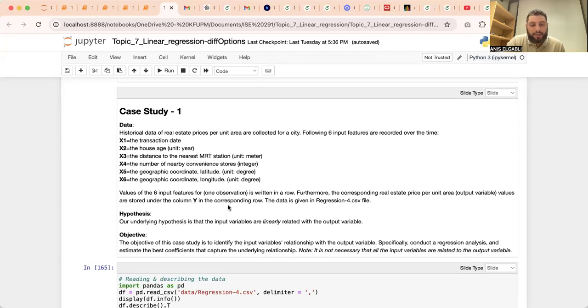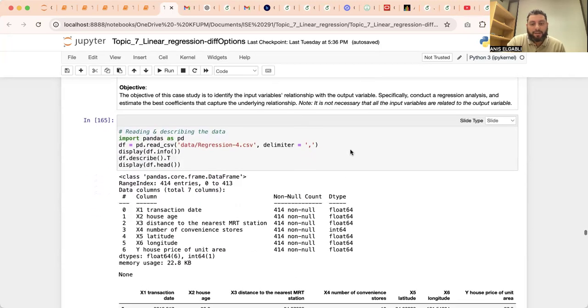So the hypothesis here is that Y is linearly related to the input features. And we're going to look at the correlation matrix as well as the scatter plots to validate that hypothesis and see if that holds in reality or not. But anyway, we're going to build a linear regressor for this problem. Okay, so let's look at the data here.